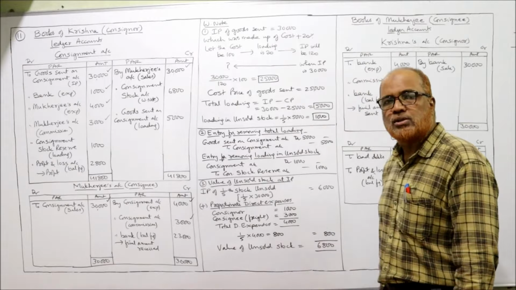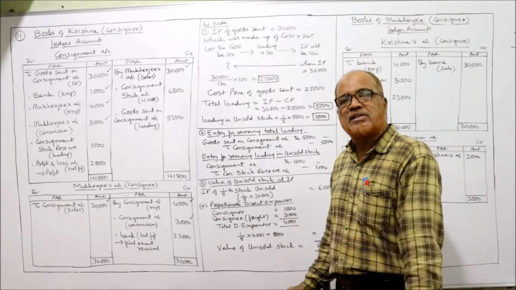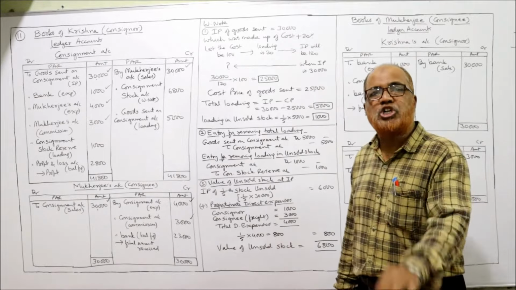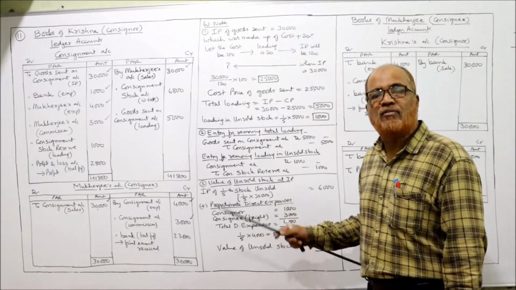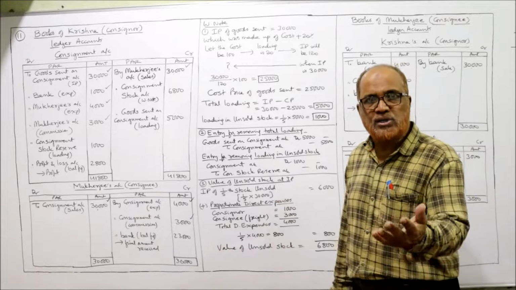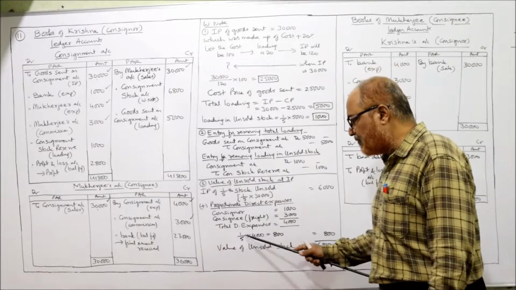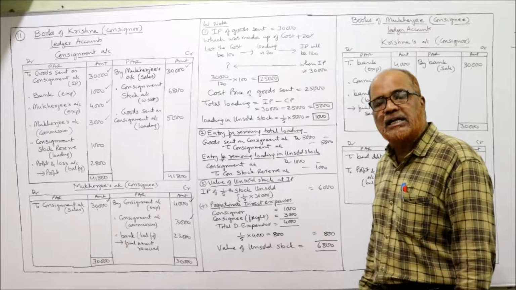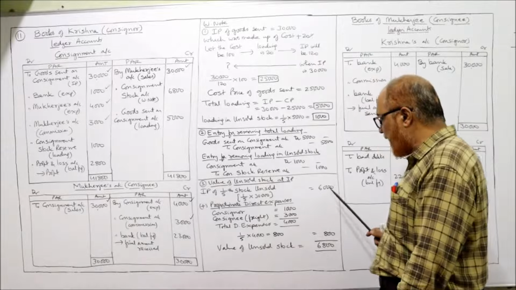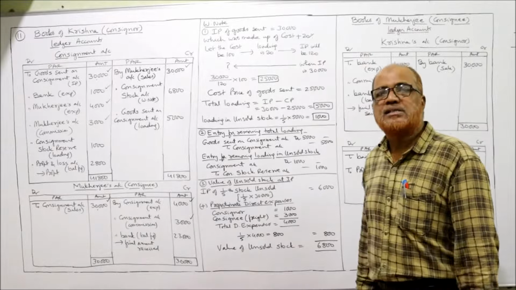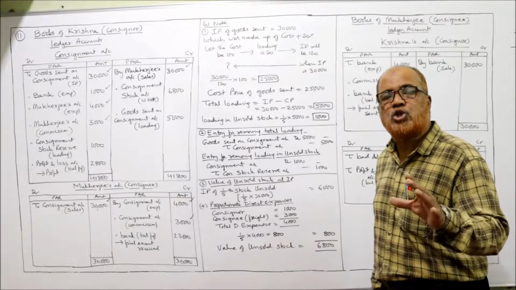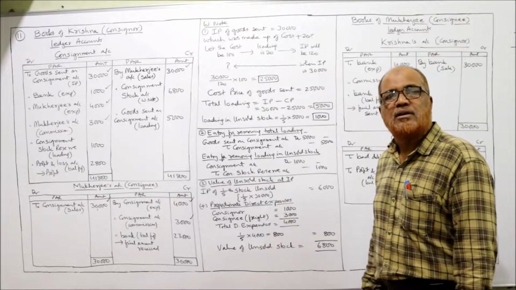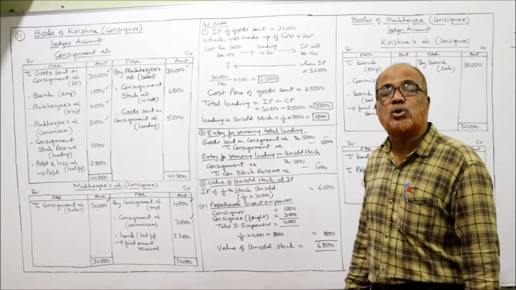Take the total 1,000 plus 3,000. So total direct expenses are 4,000, but we take proportionate. How much is the proportion? 1/5. Unsold stock is only 1/5. So 1 by 5 into 4,000 is 800, the proportionate direct expense. Add up 6,000 plus 800. 6,800 is the proportionate direct expenses. 6,800 is the value of the unsold stock.